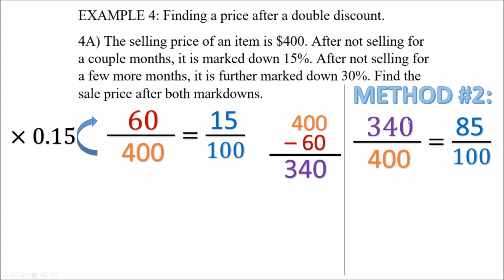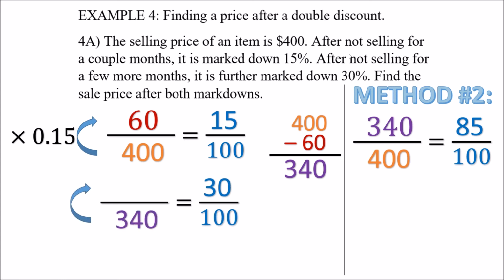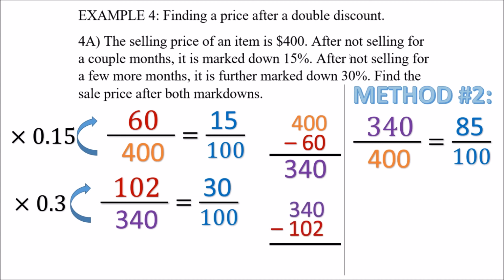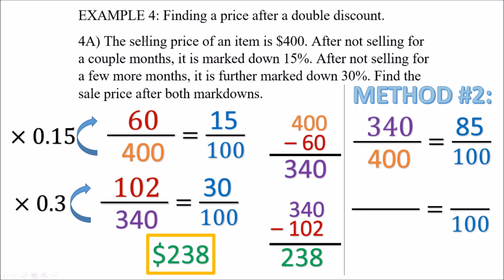Now that's the new price that's on the shelf. So remember, it now is marked at $340. So it doesn't sell, and the store decides to mark it down 30% more. So $340 times 0.3 will give us $102. That's how much you're going to save from the second discount. So 340 minus 102 will give you a final sale price after 2 markdowns of $238. Now, using method 2, instead of a 30, what number goes here? Well, you do 100 minus 30, which is 70, and then 340 times 0.7 will be our final answer of $238.